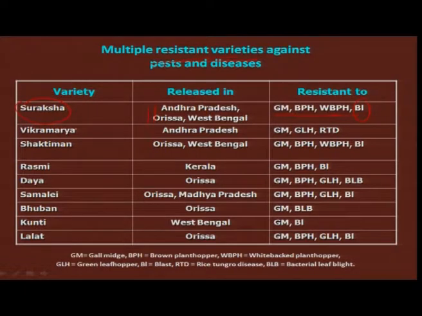Similarly, Vikramarya, released in Andhra Pradesh, is again tolerant to green leaf hoppers, rice tungro disease, and gall midge. Similarly, Lalat from Orissa has been identified as a multiple resistant variety for gall midge, for BPH, green leaf hoppers, and also to blast. So, these multiple resistant varieties can be used on priority, because in a given situation, naturally there will be more than one insect species causing economic damage.